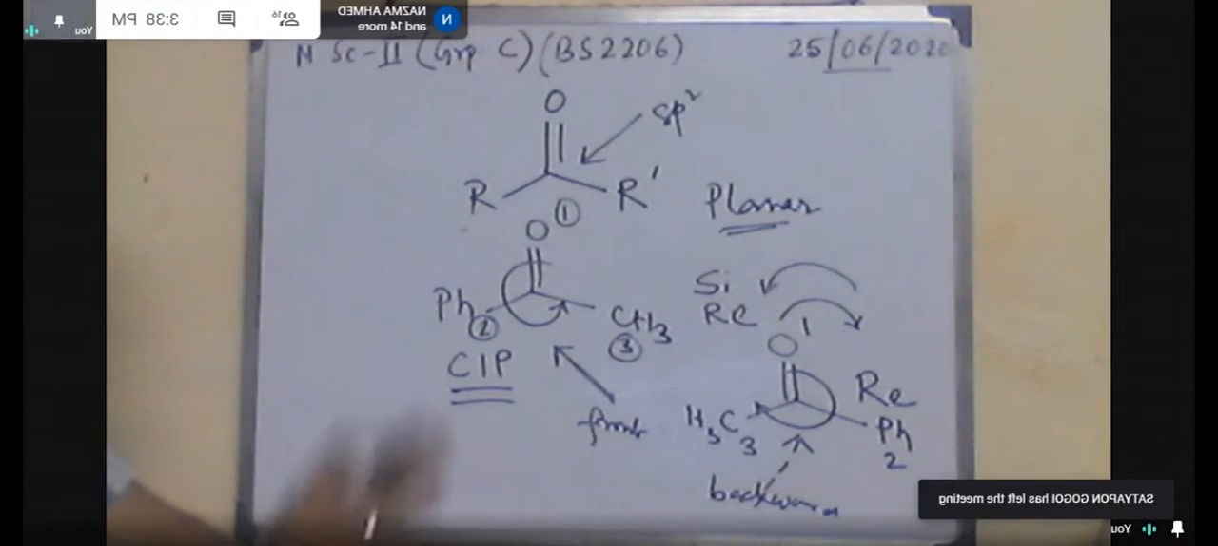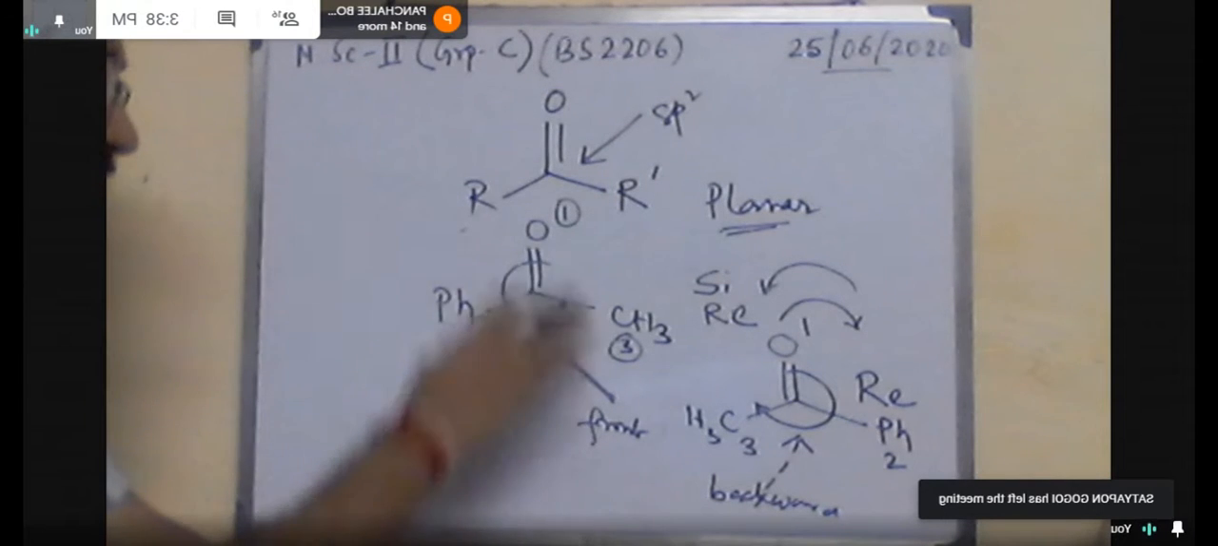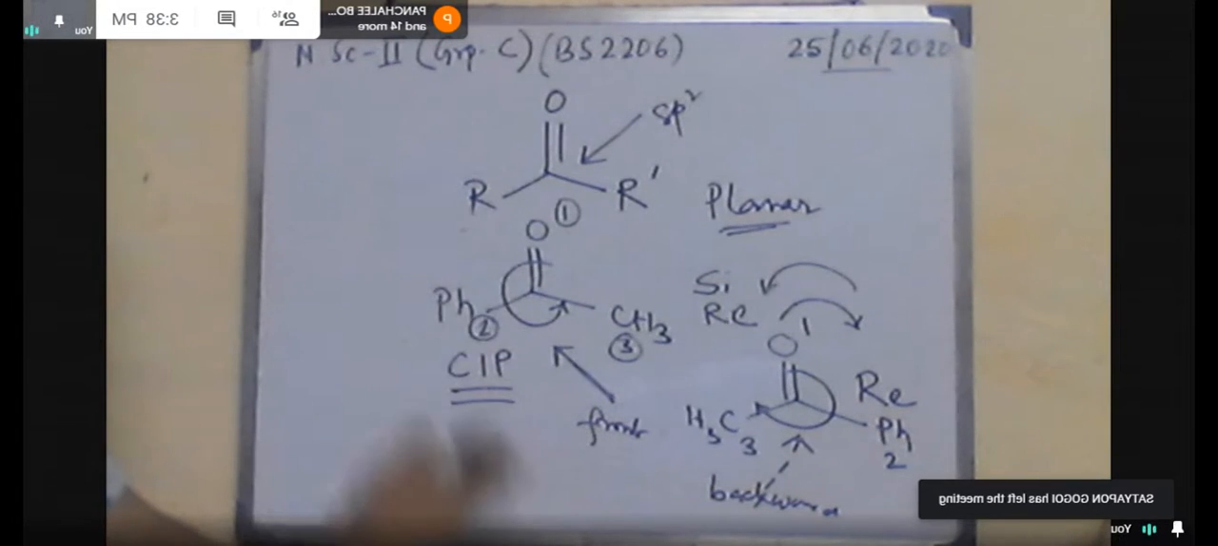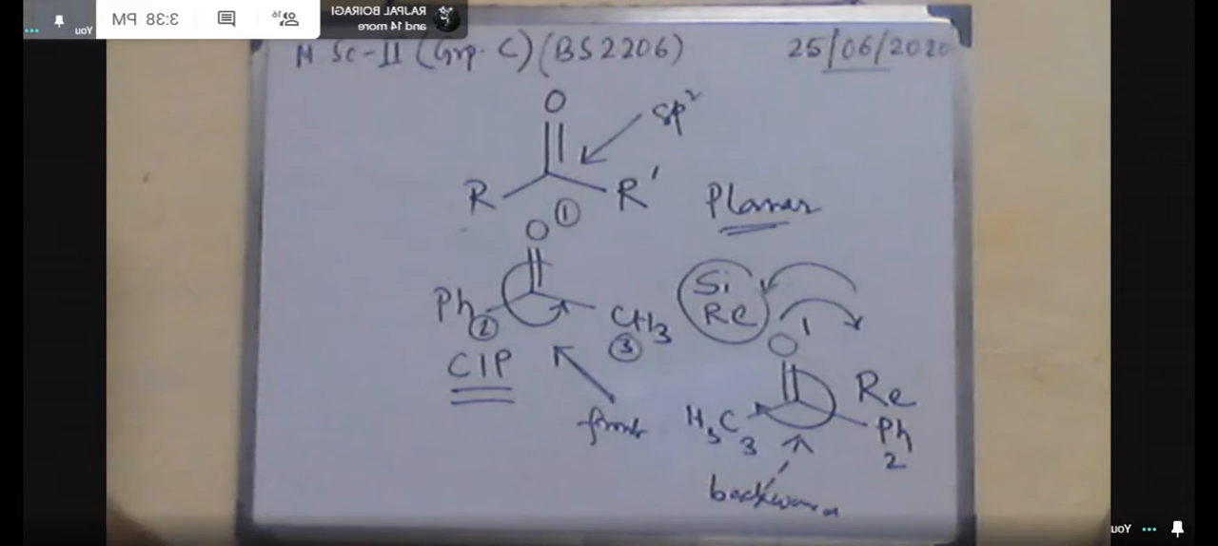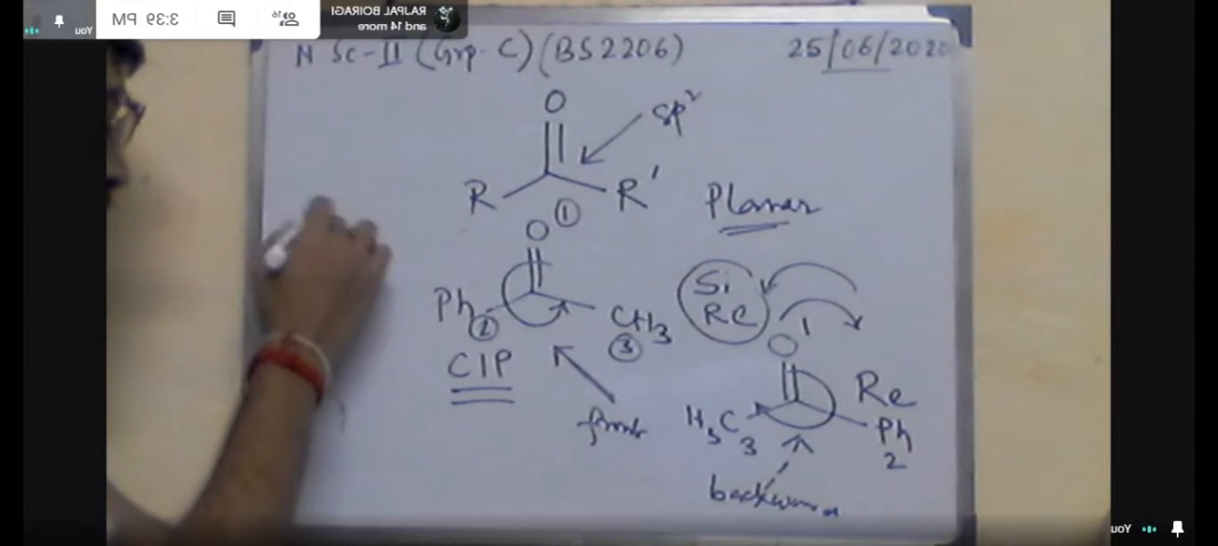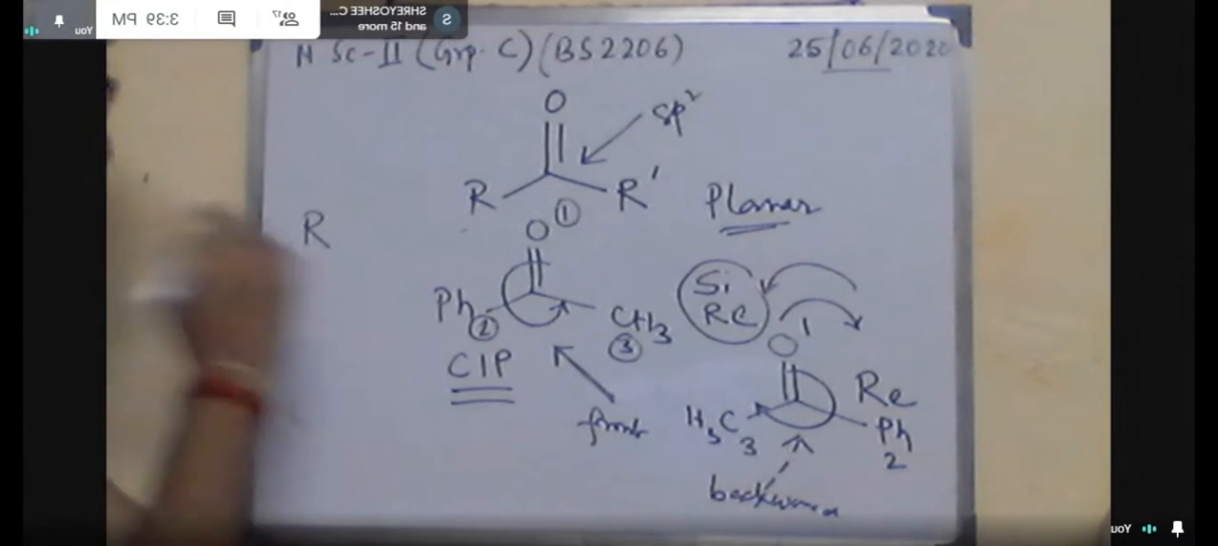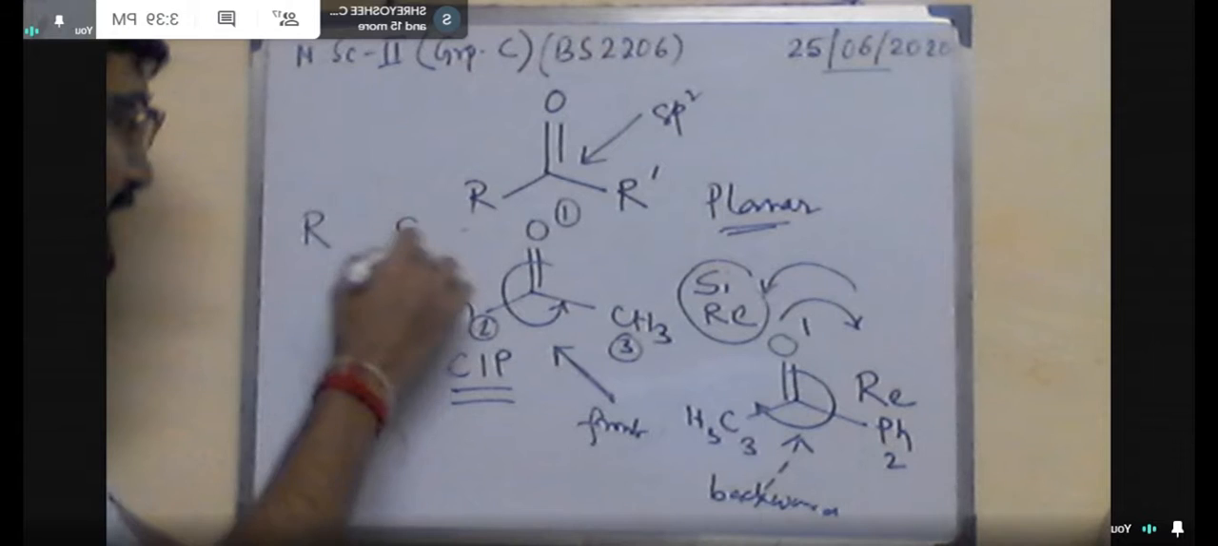And you know, if one configuration of a chiral center is R and another configuration is S, that means they are mirror images of each other. So the relationship between these two isomers is enantiomer.